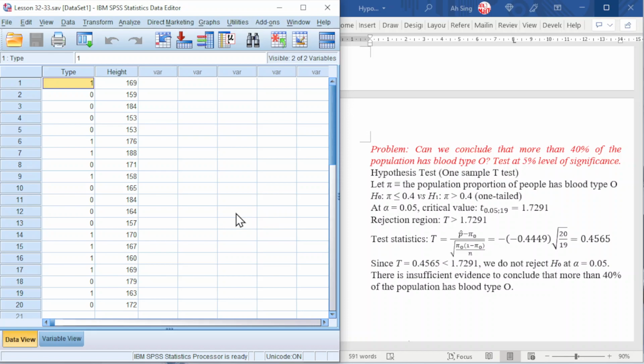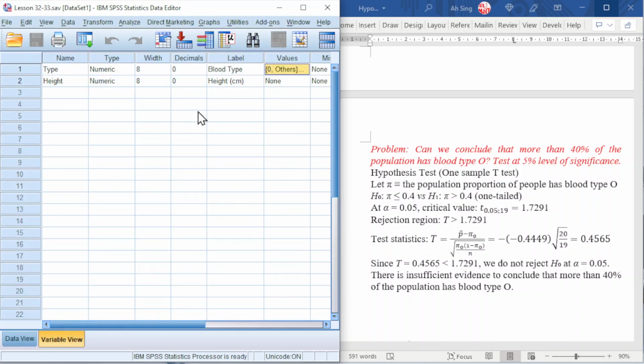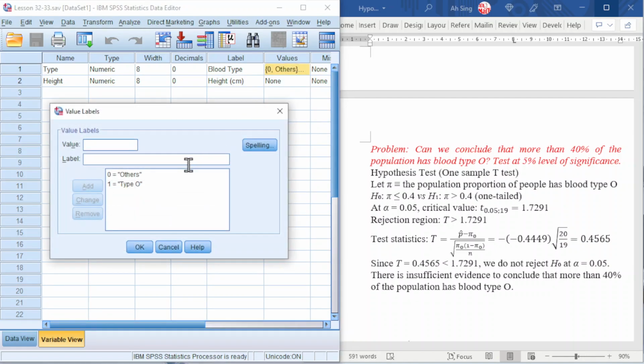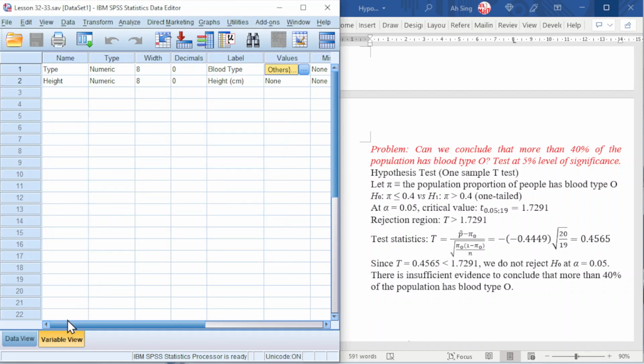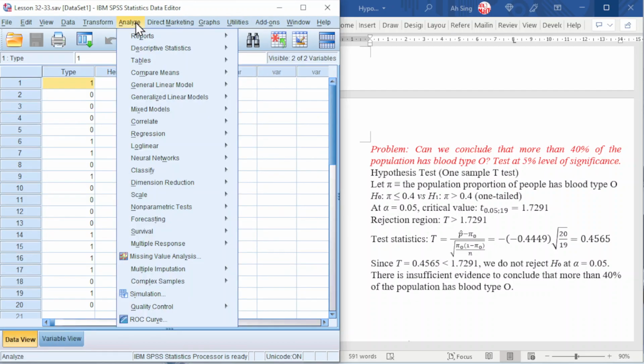Today, we'd like to share how to perform one sample T test. Consider the variable blood type, which is classified into two groups. Zero represents RGS, one represents type O. The first thing that we have to do here is to generate frequency distribution.